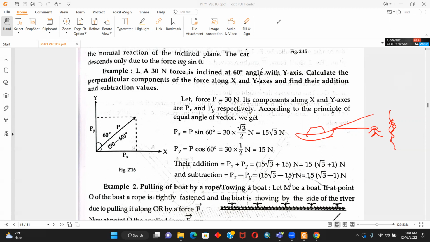Okay, see. First of all, let me show it to you mathematically. So if theta equals 0 degree, or the angle between these two is 0 degree, then cosine 0 equals 1. That means in this scenario, horizontal component is the highest. Horizontal component is the highest in this case.